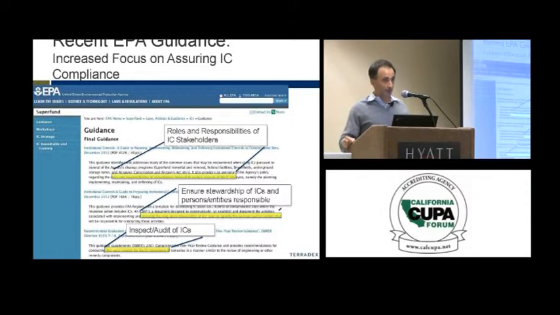Recognizing this, and in the spirit of trying to fix the perplexing issue, the EPA's effort at the federal level is a good example of the evolving nature of the problem. Just last December, a couple months ago, they issued 2 new guidances, and about a year before that, a third one, which focus on how to assure that the residual management, or the institutional controls covering them, are complied with over time. Particularly, what are the roles of the different stakeholders?